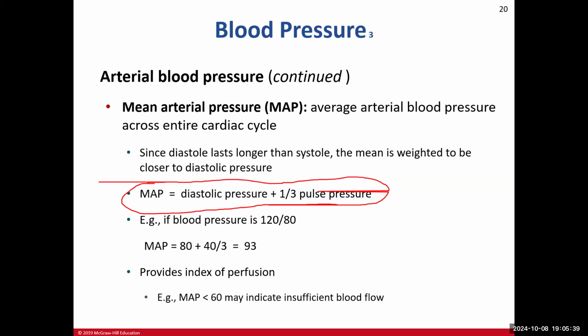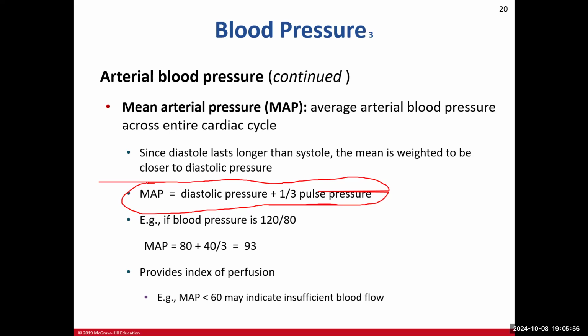So if you take 40 divided by 3, it's roughly going to be 13.33333, I believe. And so we're just going to add those two values together. So 13.333, just drop the decimal point. So 13 plus 80 is 93.